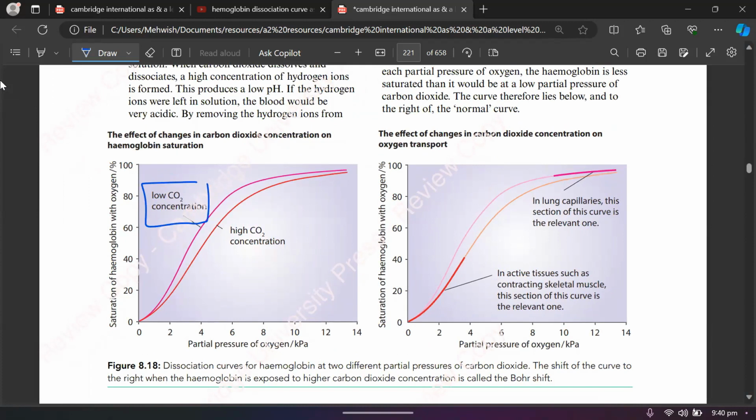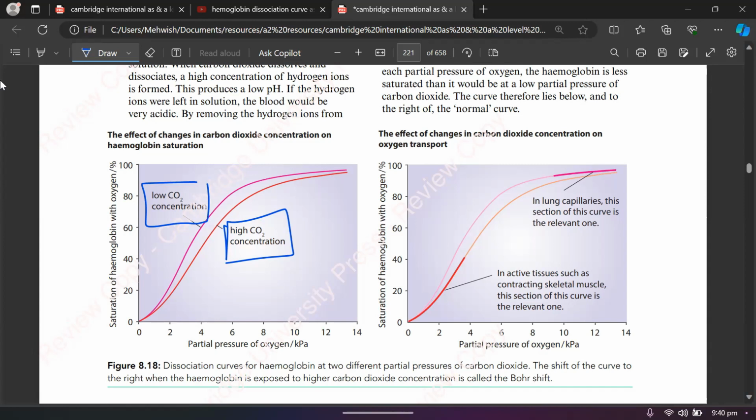So this dissociation curve of hemoglobin is at two different partial pressures of carbon dioxide. One is low and one is high carbon dioxide concentration. You can see that the shift of the curve to the right when the hemoglobin is exposed to higher carbon dioxide concentration is also called Bohr's shift. We have studied Bohr's effect, right? This is called Bohr's shift.